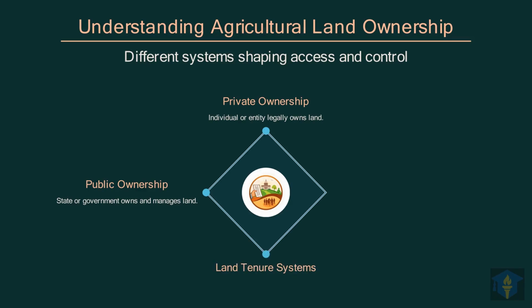Land tenure systems define how land rights are held and transferred. These systems determine how land is held, whether private, public, or communal. Several challenges affect land ownership in agriculture today. These include land concentration, unclear titles, and frequent ownership disputes.